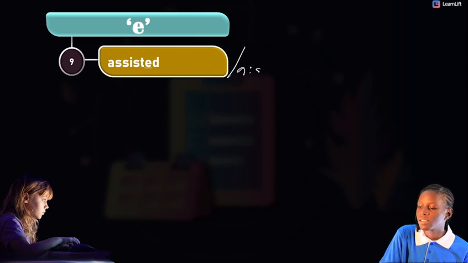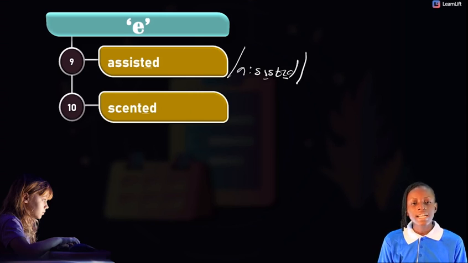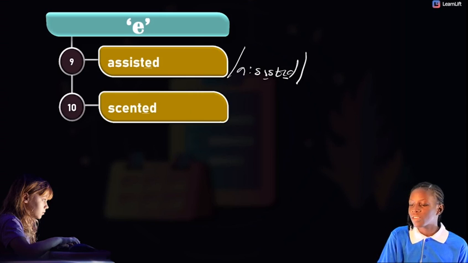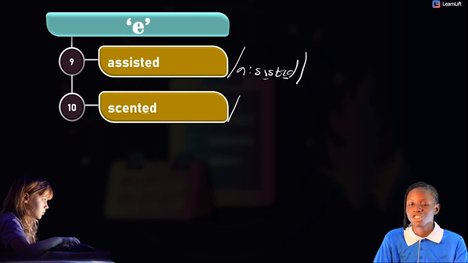Assisted, giving me a double E sound. Assisted. Next I have sent it. Now my sent it is transcribed as this, just as it is pronounced. Do not forget the rule. Whatever is not pronounced should not be transcribed.